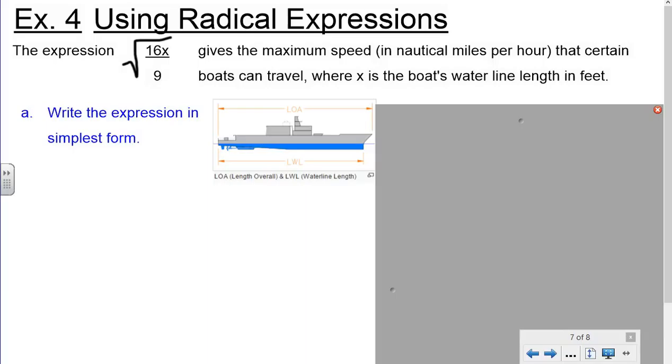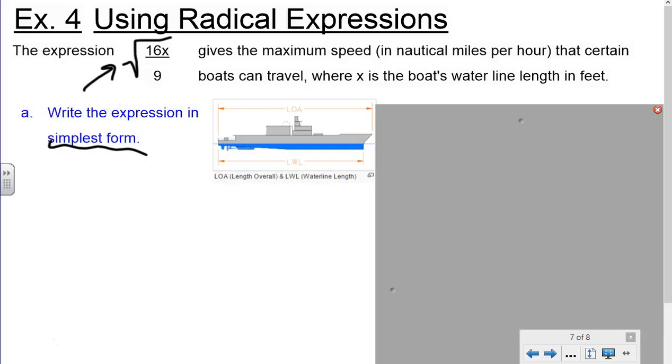So I had to look this up. I'm like, what is the waterline length? Okay, so that means, even though it's not as long as the actual boat length, it is where the boat is covered by the water, so it may start here and then it goes to there. This is the length overall, LOA, from stem to stern. So we want to write this expression in simplest form.